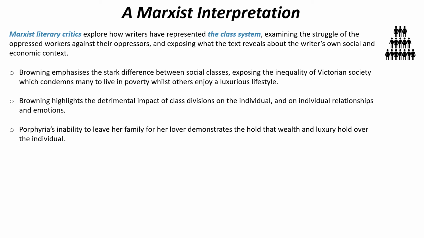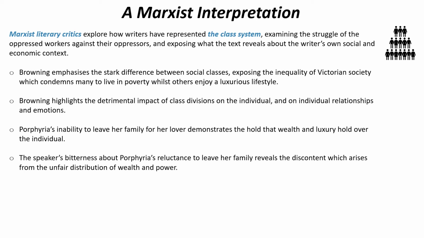And Porphyria's inability to leave her family for her lover demonstrates the hold that wealth and luxury have over the individual. And then the bitterness in the speaker that arises from this, his bitterness about Porphyria's reluctance to leave her family, reveals the discontent which arises from the unfair distribution of wealth and power. So if you delve into the poem from a Marxist perspective, you start to uncover all sorts of really interesting and nuanced ideas and details in the poem, which may not be immediately obvious if you just do a superficial reading, which is one of the real benefits of using literary theory as a lens or as a perspective to interpret a text through.